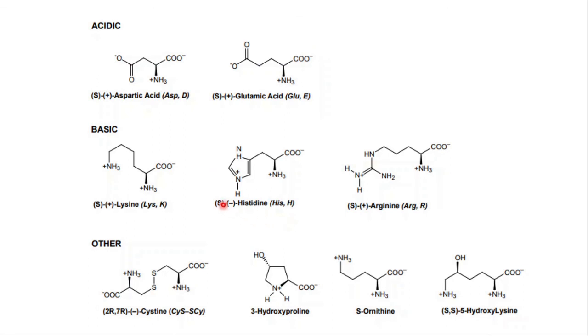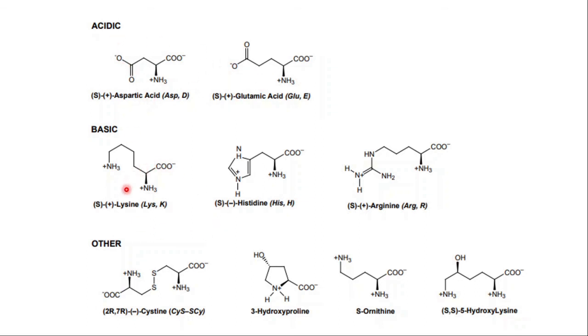And some are acidic amino acids. The best examples are aspartic acid and glutamic acid. You can see the structure here, it has one extra COOH group. So if it is having one extra COOH group, then it falls under acidic.